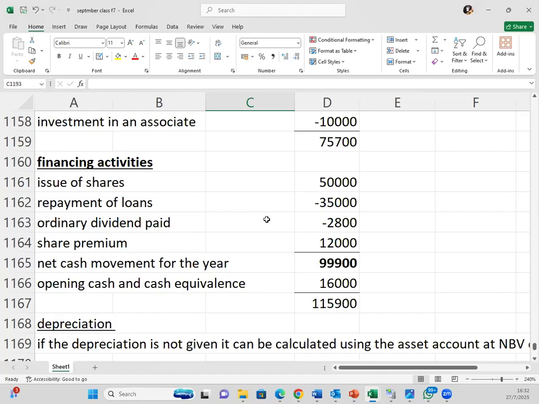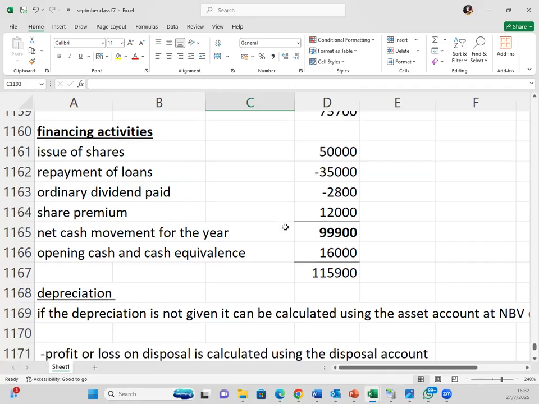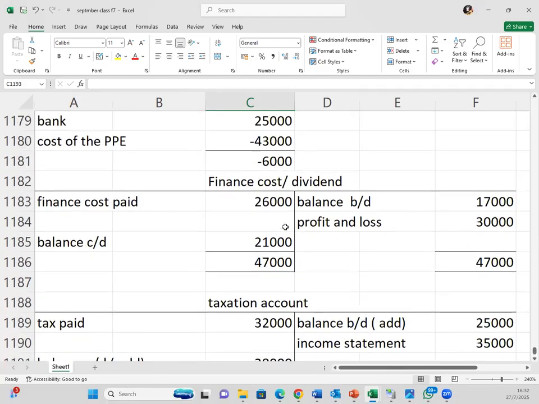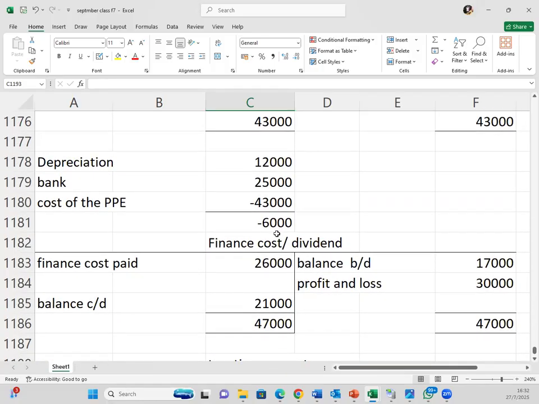because of time. So for the issue of shares, you need to consider, is it a bonus issue or an ordinary issue? If the shares have increased because of an ordinary issue, it means you have received money. If it's a bonus issue, then there is no cash movement. So we're not going to be increasing our reserves because of a bonus issue. A repayment of a loan, that's general. Ordinary dividend. If it's not given, you need also to open the account. But this is the same account with the finance cost.